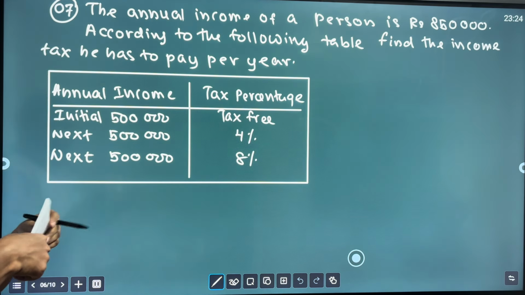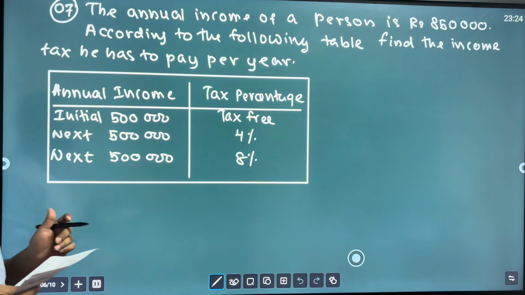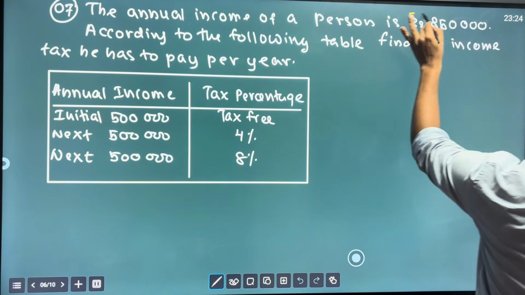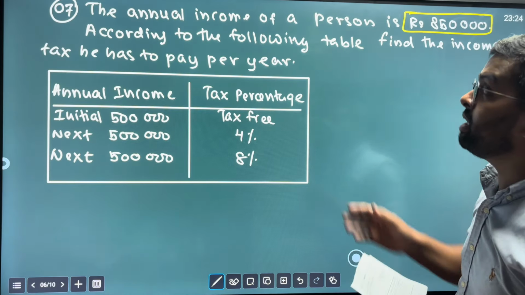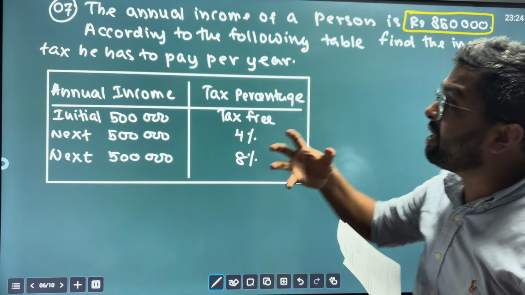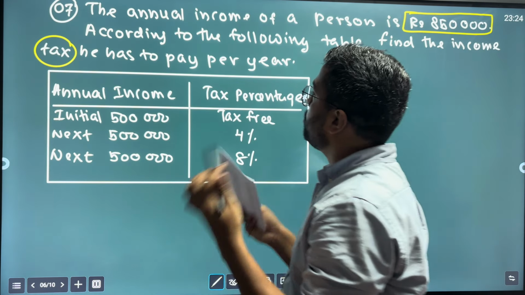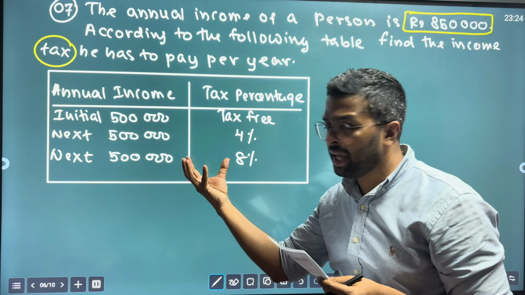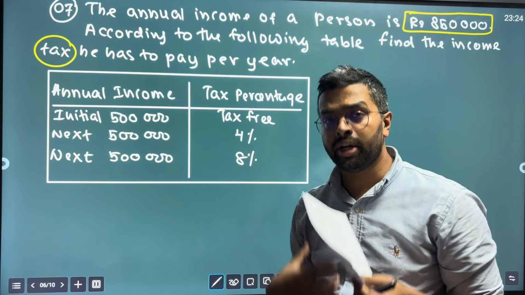The annual income of a person is 850,000 rupees, right? Question is from annual income tax basically. According to the following table, find the income tax he has to pay per year. According to this table, the initial 500,000 rupees you are earning, right?